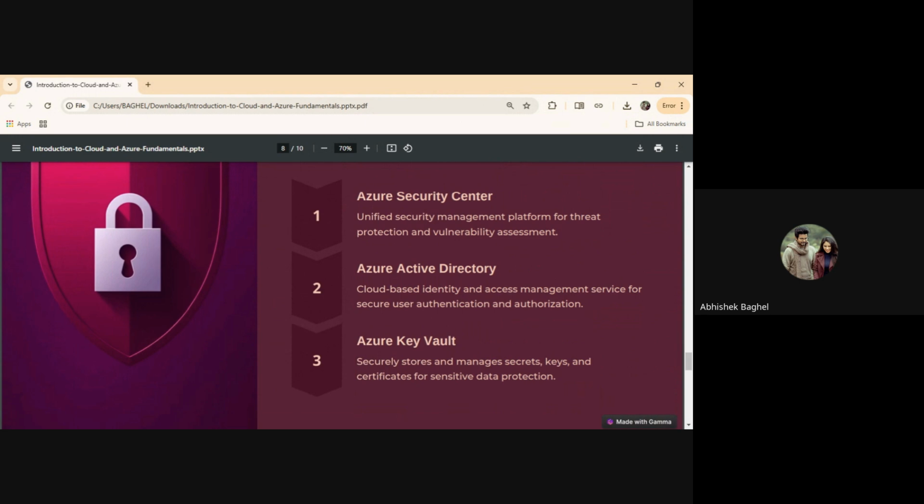Okay, Azure Active Directory means a cloud-based identity and access management service for secure authentication and authorization. Let's suppose it's a complex structure. If you see it, for someone who doesn't know about this, it's a very complex structure.